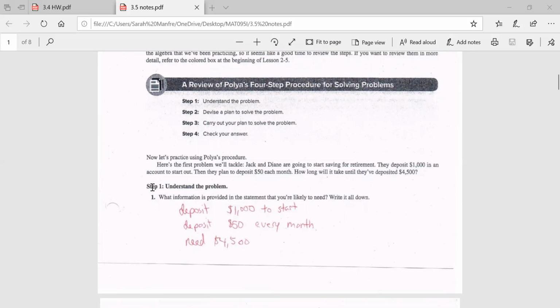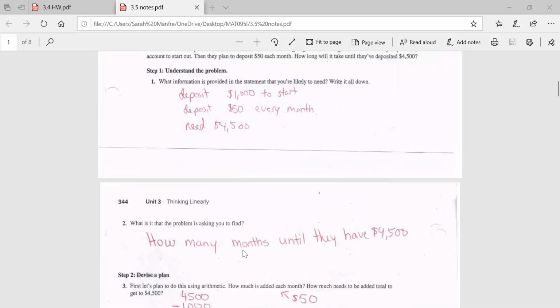So first thing, step 1, understand this problem. So what information is provided in the statement that you're likely going to need? Well, the first thing that we were given is that they're going to deposit $1,000 to start. That's the initial amount of money. And just think that that amount of money is only happening one time. And then the other important information is that every month they're going to deposit $50, and they altogether need a total of $4,500. All right. So question 2, what is the problem asking us to find? It wants to know how many months will it take until they have $4,500.